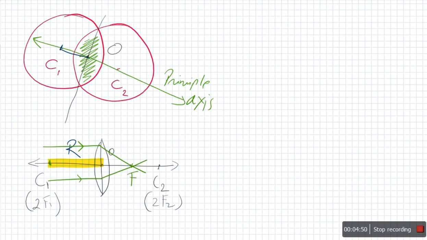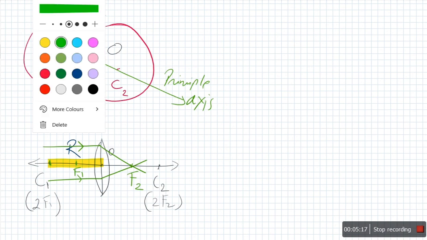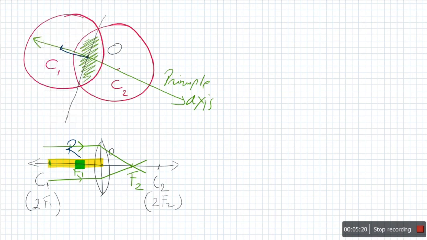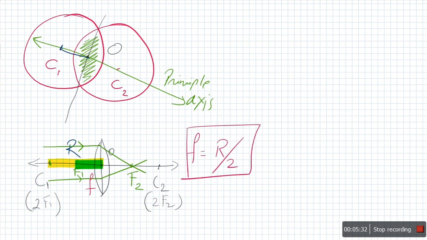The focus is on the other side, so this is f2. If light rays were coming from this side, they would have met here, so this is our f1. This is twice this length, and that's why it is 2f1 and this is 2f2. The distance between the focus and the optical center is called the focal length, and focal length is always half of the radius of curvature.